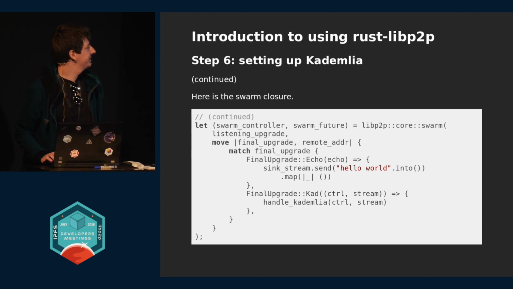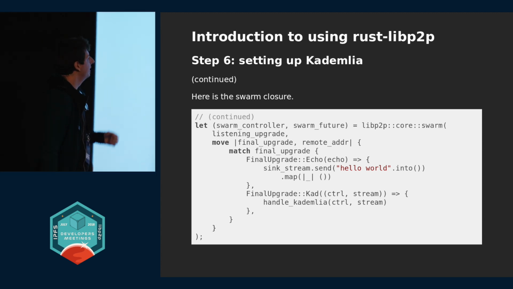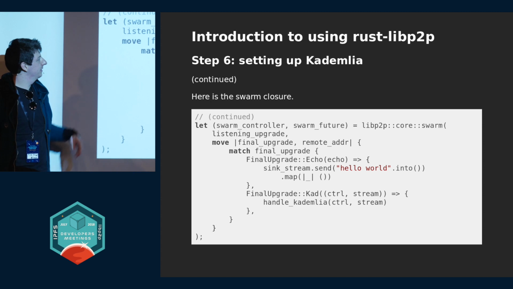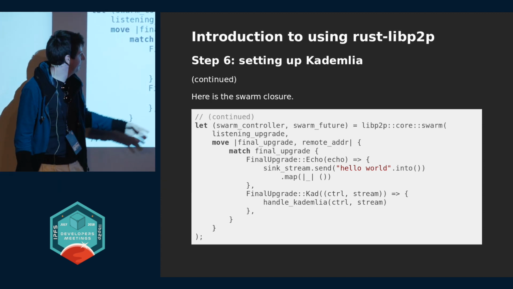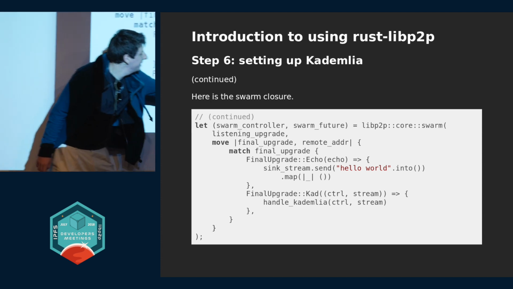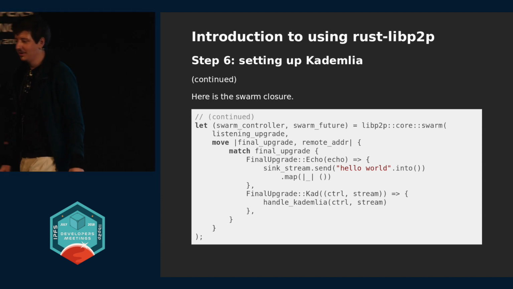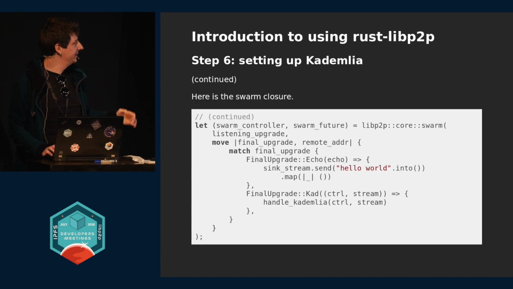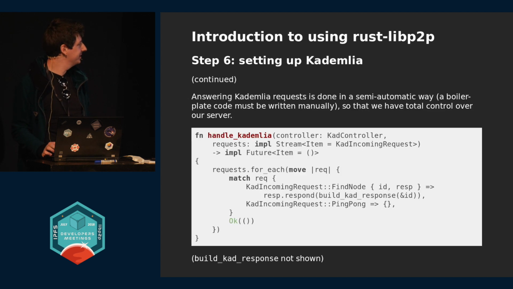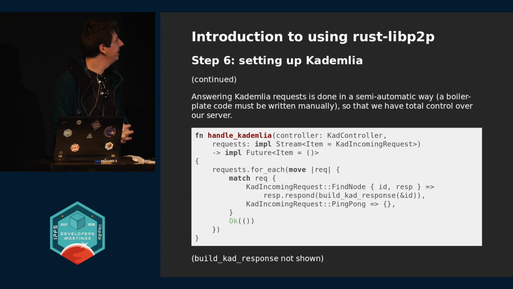And this is the content of the closure. So whenever we negotiate, we enter here. And if we receive echo, we send hello world. If we receive Kademlia, we dispatch to a function named handle Kademlia. So if you combine this and this, it's still pretty short, I think. It's still quite readable if you're familiar with Rust, but you have zero overhead and total control over everything that happens. That was the premise of the library.